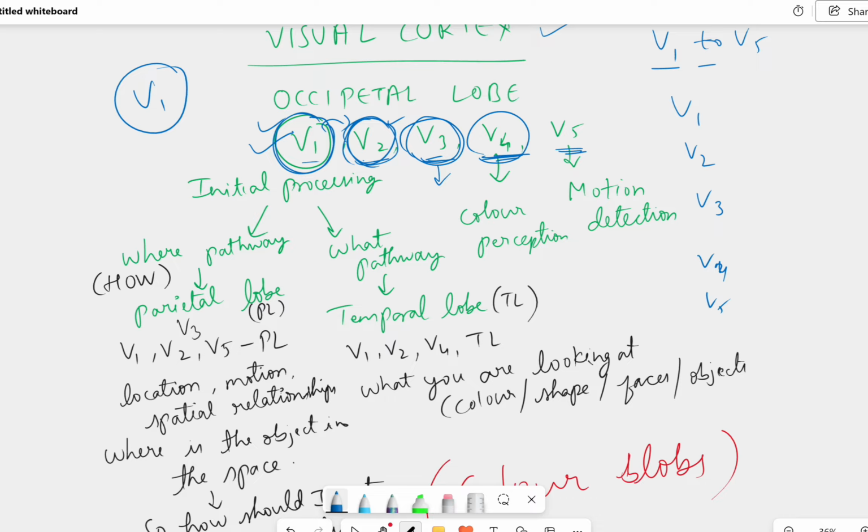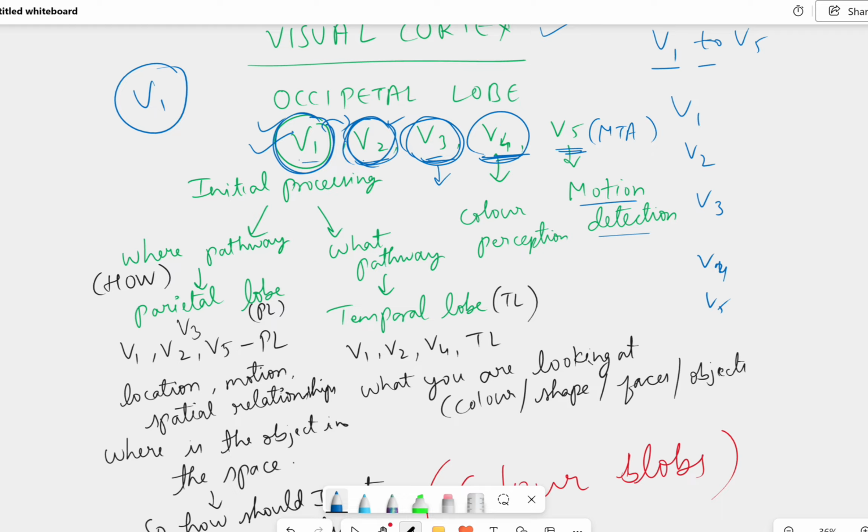V5 is also called MT area. MT meaning middle temporal area, and this is mainly specialized for motion detection. Remember, this will detect the direction and the speed of the moving object. Okay, so this is mainly the motion analyzer.